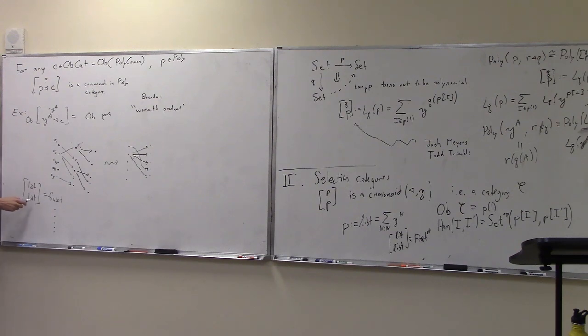And so if C was 1, the one-object category, and P was list, then you would just get, as an object, a finite set. And as a morphism, each one of these guys would choose one of the others to come from, which is a map of finite sets.